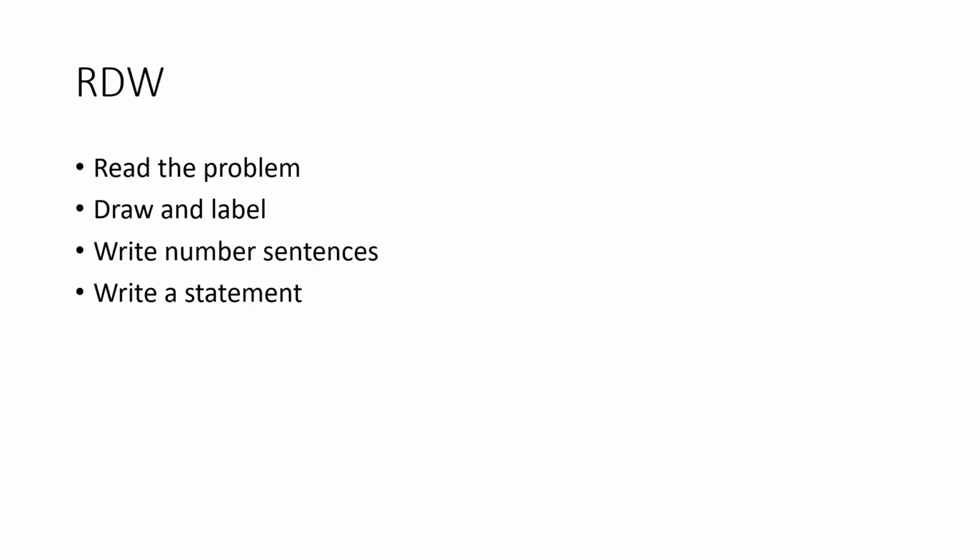When we're doing story problems, it's really important that we follow the same strategy. The strategy we are going to use is called RDW. The R stands for read the problem. D stands for draw and label, some type of picture or diagram. And W stands for write number sentences to help you solve and to write a statement that answers the question. We are going to use this strategy as we continue solving more story or word problems.